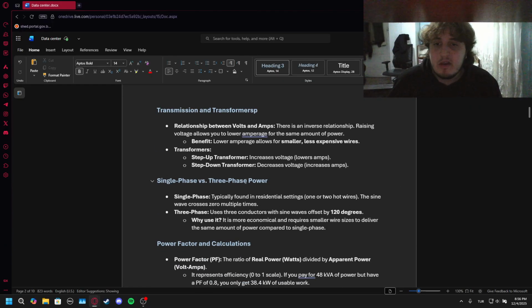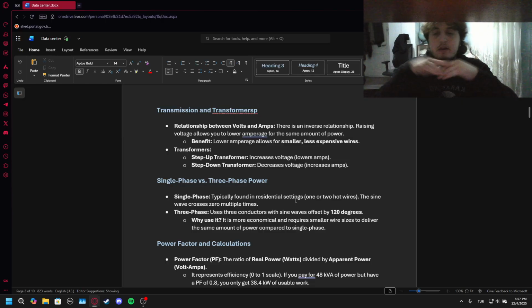Let's continue along. Single-phase versus three-phase wire. Single phase is typically found in residential settings, with one or two hot wires. The sine wave crosses zero multiple times. Three phase uses three conductors with sine waves offset by 120 degrees. Why use it? It's more economical and requires smaller wire size to deliver the same amount of power compared to single phase.